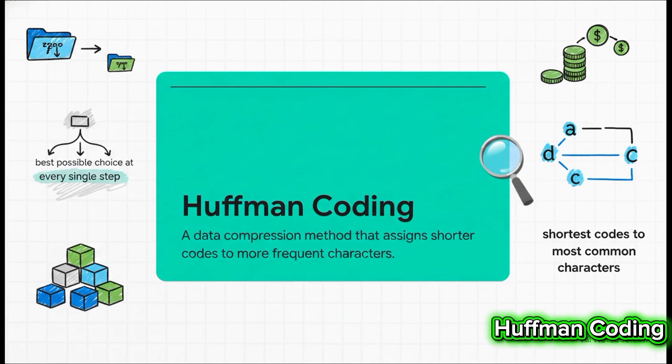So, let's put a formal definition on this. Huffman coding is what we call a greedy algorithm. Now, I know what you're thinking. Greedy sounds bad, right? But in the world of computer science, it's actually a compliment. It just means the algorithm is incredibly focused. At every single step, it makes the best possible choice right now to get to the best overall result. For us, that goal is the smallest file size possible.